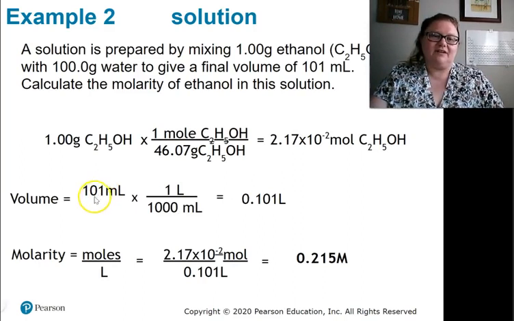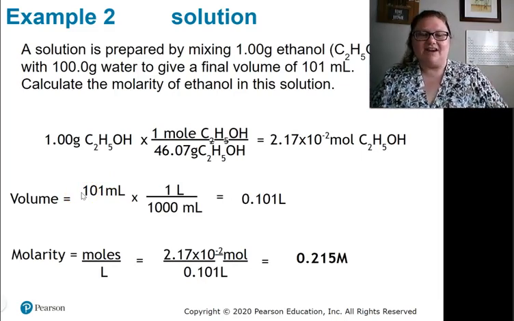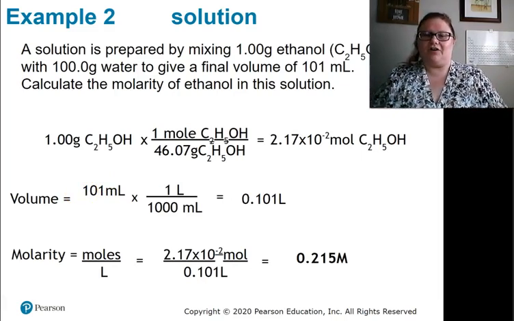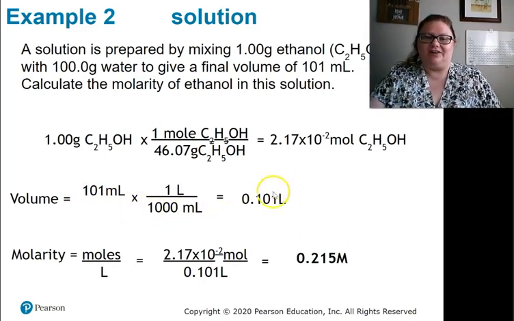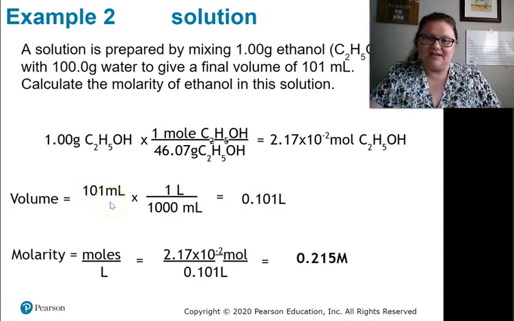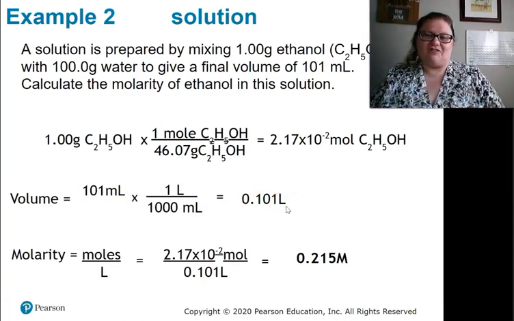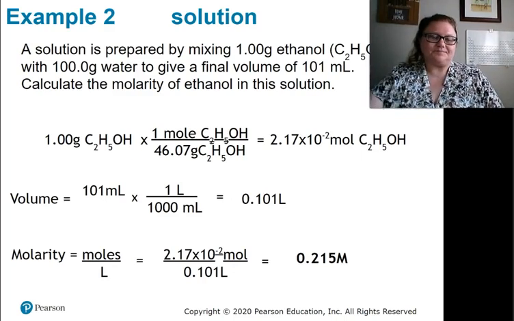So 1, 2, 3. And I would place my new decimal point right after that first one on the left of 101. And now look, here's my new value. So 101 milliliters would be equal to 0.101 liters. And just the same exact value, just described in a different unit.